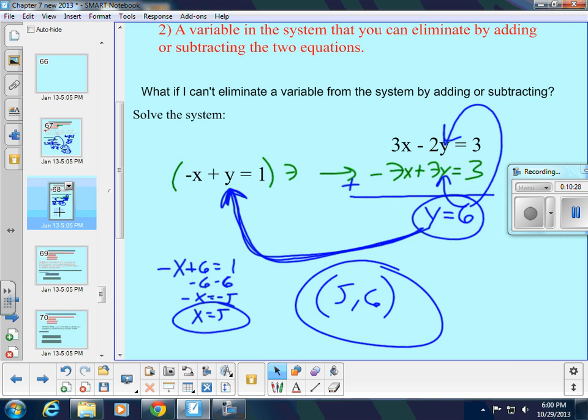So even though this system right away wasn't set up for elimination, by multiplying one of the equations first by a factor, and just multiplying every single term in that equation by that factor, I can still set it up for elimination and use that method to solve.